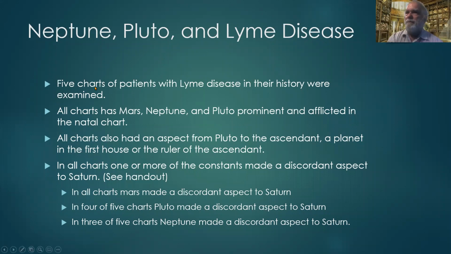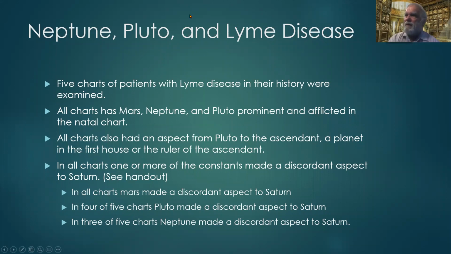Zane had Mars and Neptune as constants for tick fever. The Mars would be, in this case, the bite or the infection, and also the fever. So we're looking for Mars there. This is also true of Lyme disease. People get the bite, they get an infection, they get an inflammation, usually, not always, around the bite, and get a fever, and then all kinds of chronic problems if it isn't handled promptly and properly.